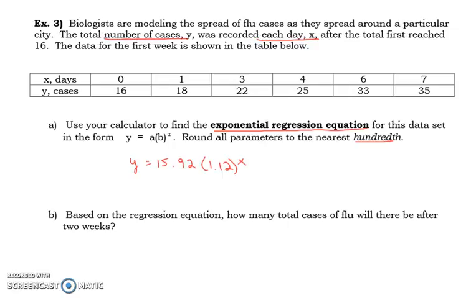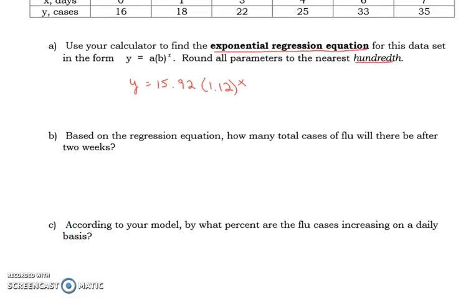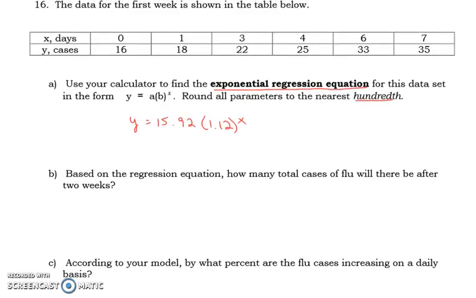Okay, when I did my regression equation, I got y equals 15.92 times 1.12 raised to the x. Notice all my values are rounded to the nearest hundredth. Now, for part B, it says based on the regression equation, so not based on the table, but using the equation, how many total cases of flu will there be after 2 weeks?